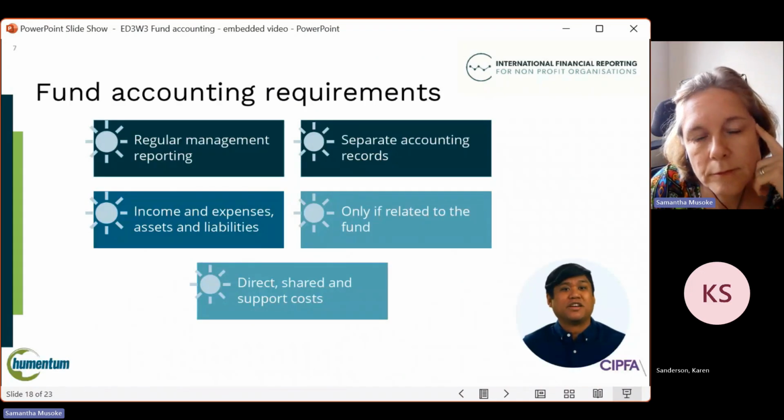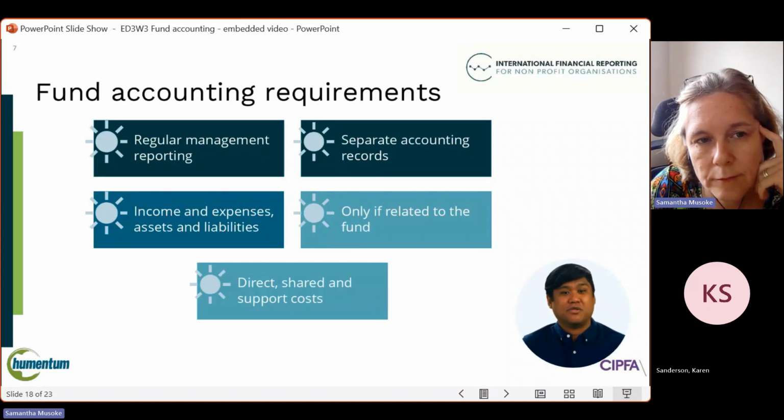An NPO should track its use of the resources in a fund through regular management reporting. It must in any case keep separate accounting records for the set of activities in each fund. These accounting records will comprise the income, expenses, assets and liabilities. Only the income, expenses, assets and liabilities that relate to the specific purposes of the fund can be recorded for that fund. This can include direct costs, shared costs and support costs, which we will come back to later.